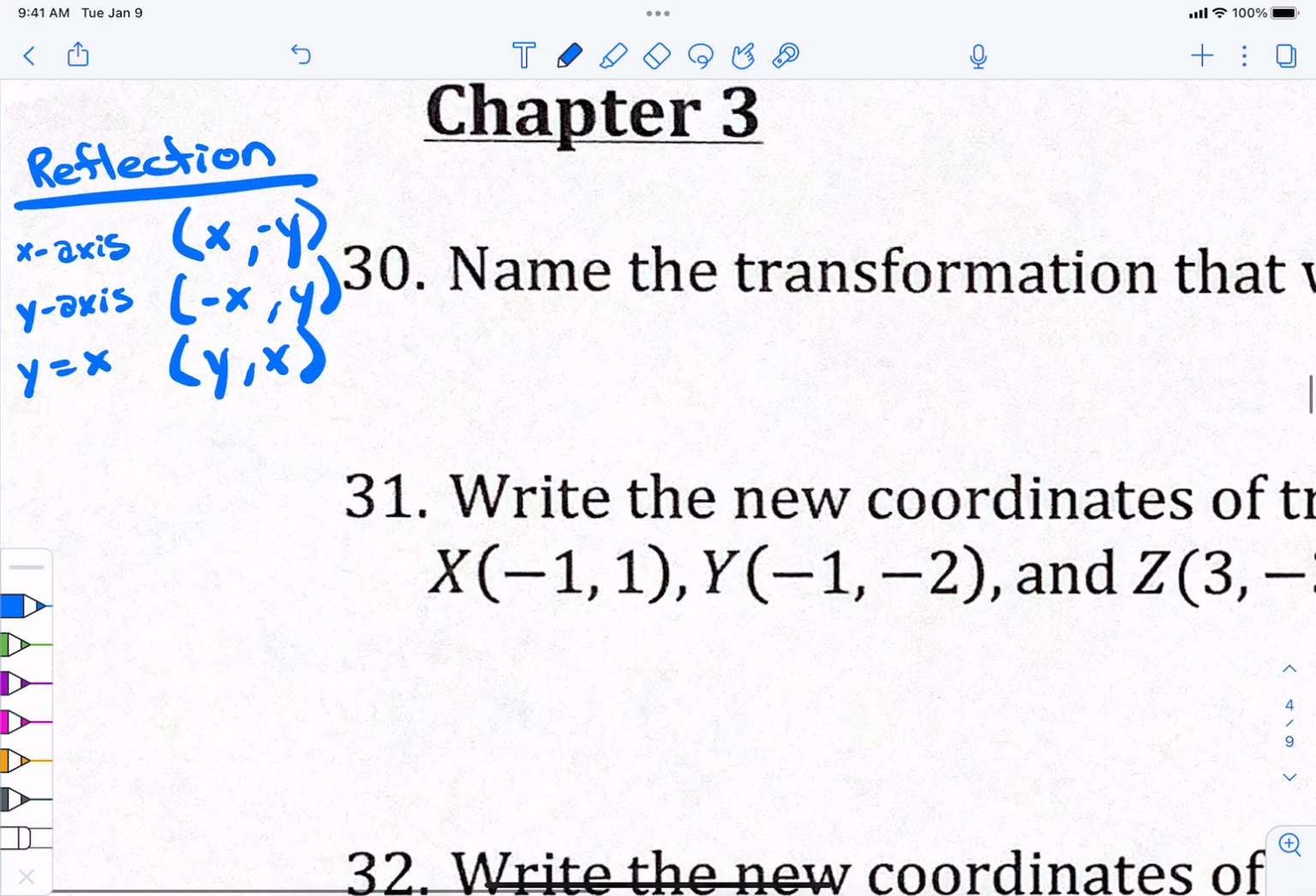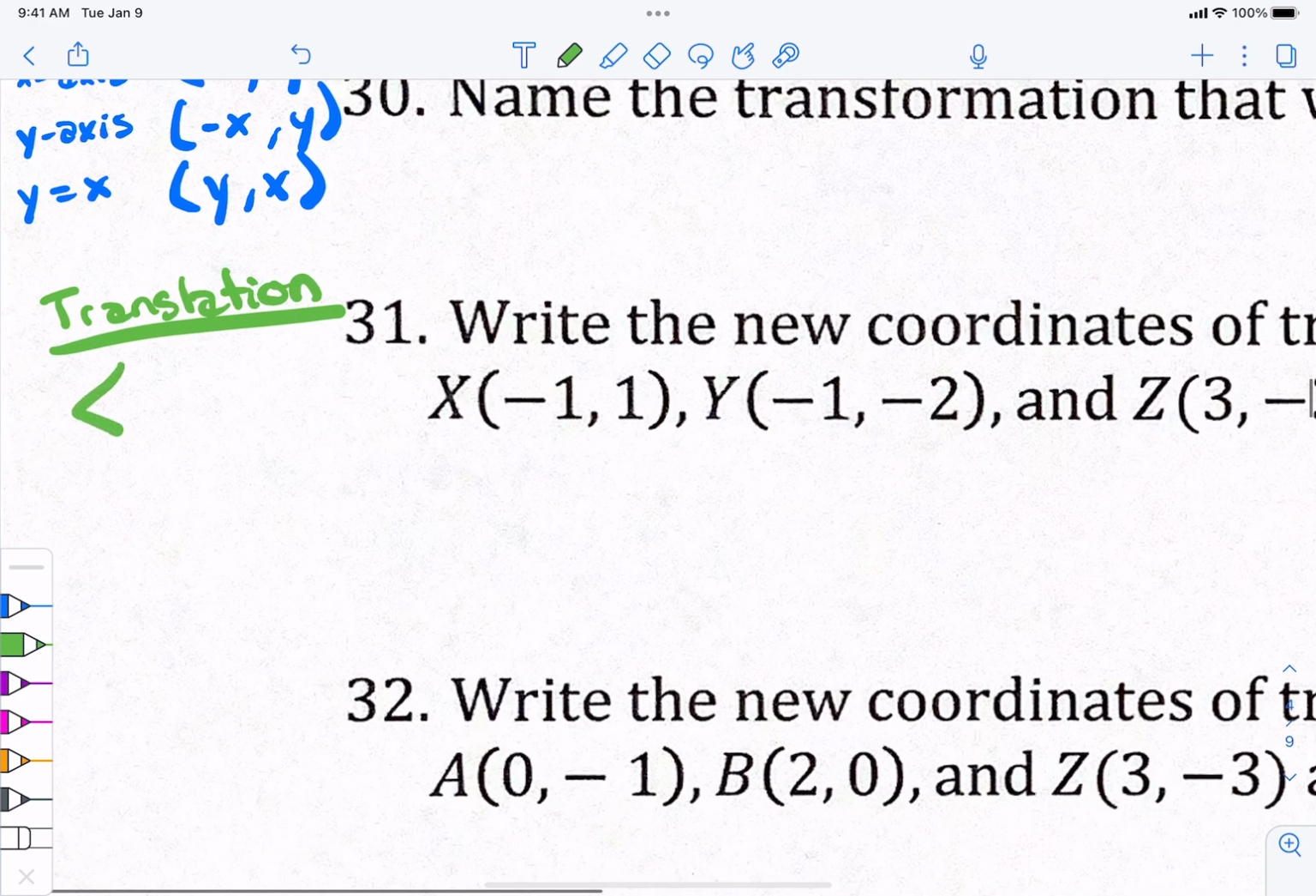The second thing that we talked about was translations. What's a translation? A slide, okay? So it will just do one of these, and this will be left or right, and this will be up or down, depending on whether they're positive or negative, okay? And then you just add those coordinates. So I'm gonna say just add.